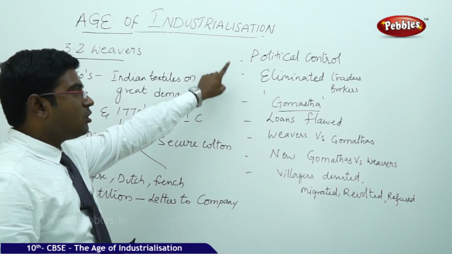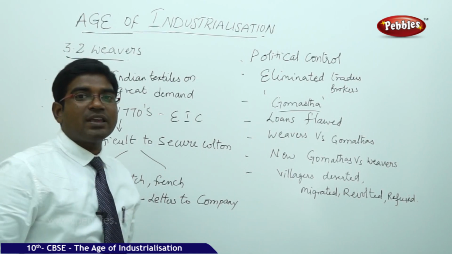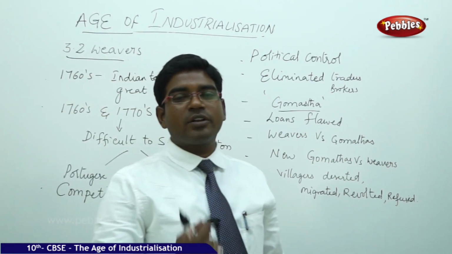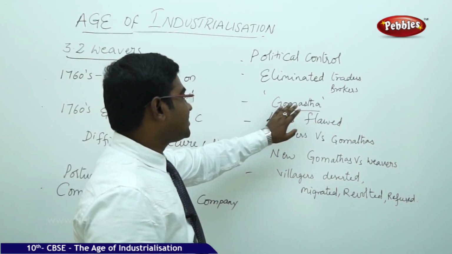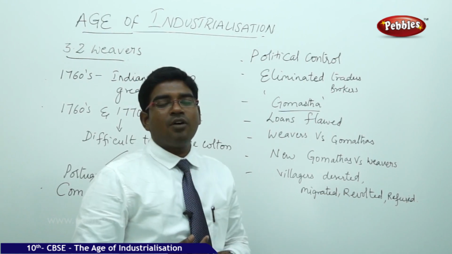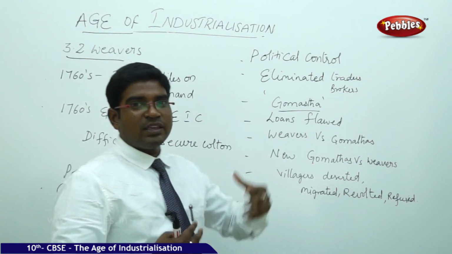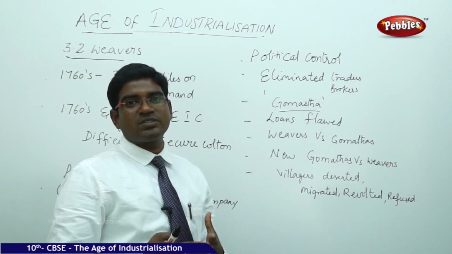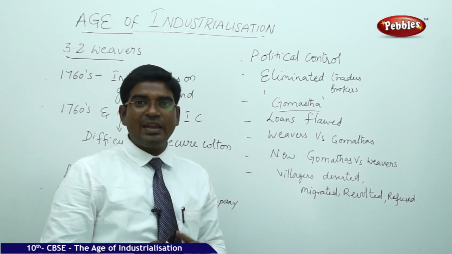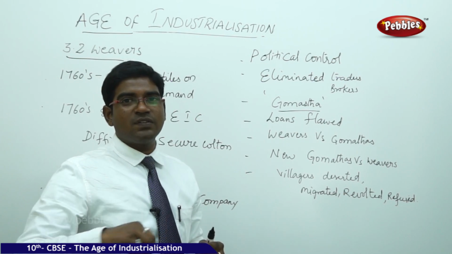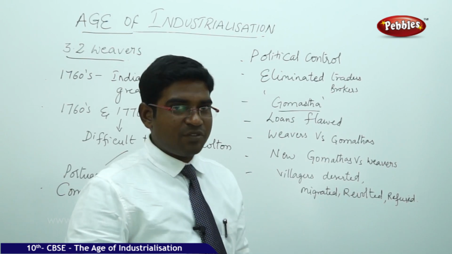After gaining the political control, they started to eliminate the traders and the brokers, whoever was dealing with the cotton trade. And after they were eliminated, in place of them, Gomastas were appointed to take care of the collection of the cotton from the weavers. So in order to get weavers in their support or bind the weavers to sell only to the company officials, the company released a certain amount of loan to all the weavers and made it binding for them to sell only back to the company officials.